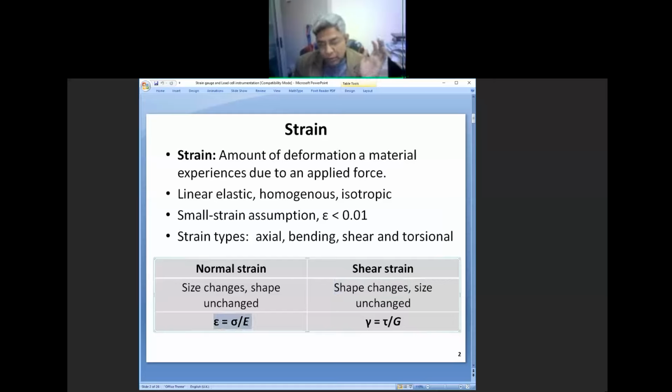In the Hooke's law, we already know that stress is Young's modulus times strain. Similarly, Hooke's law for shear: shear stress is the shear modulus times shear strain, which is gamma.